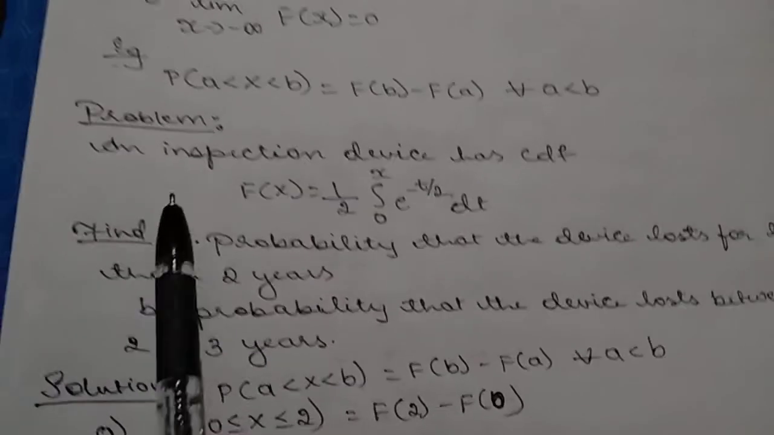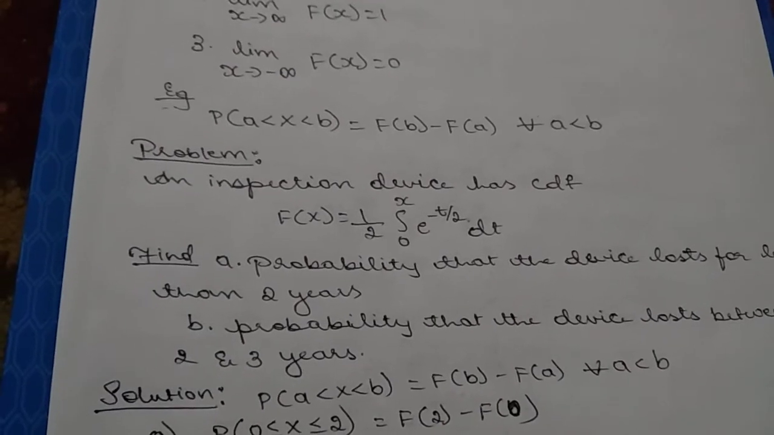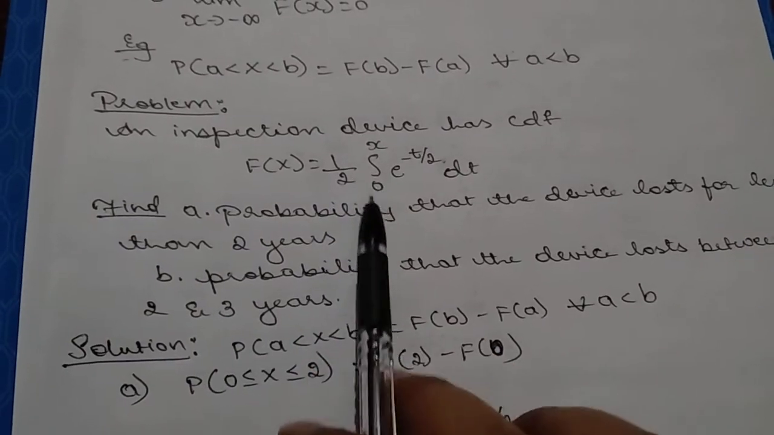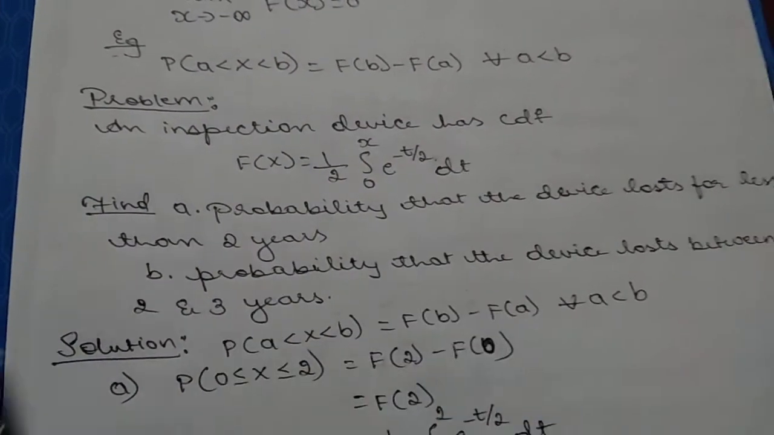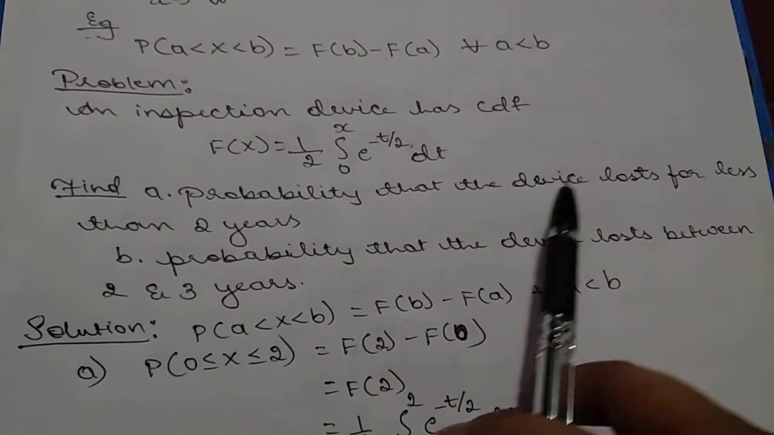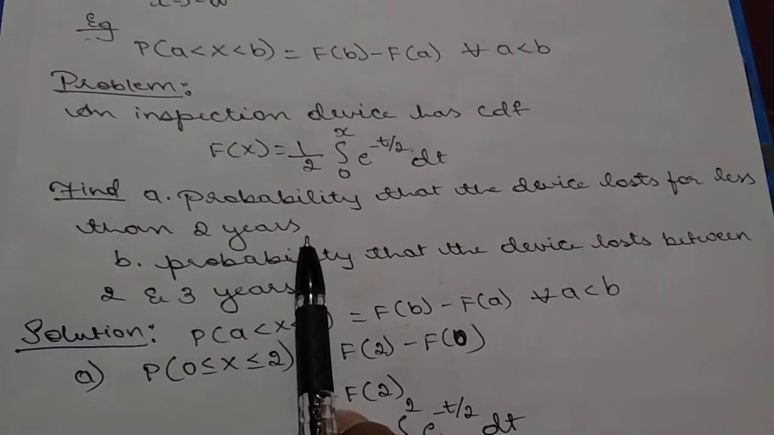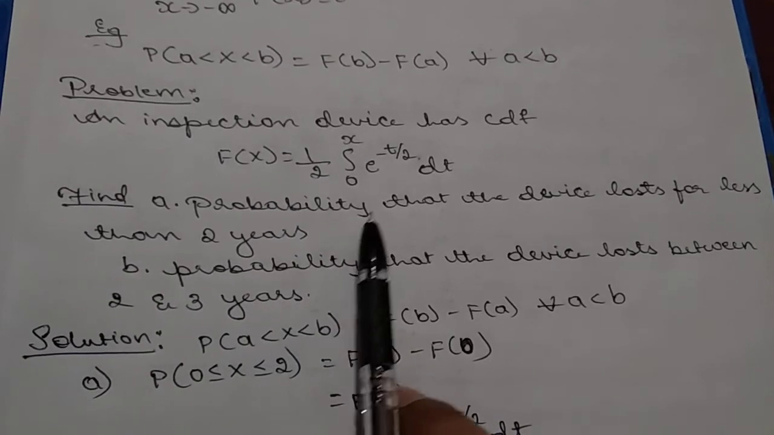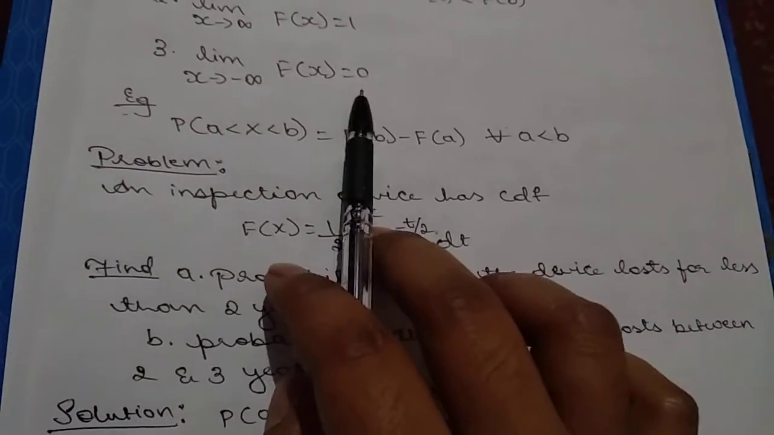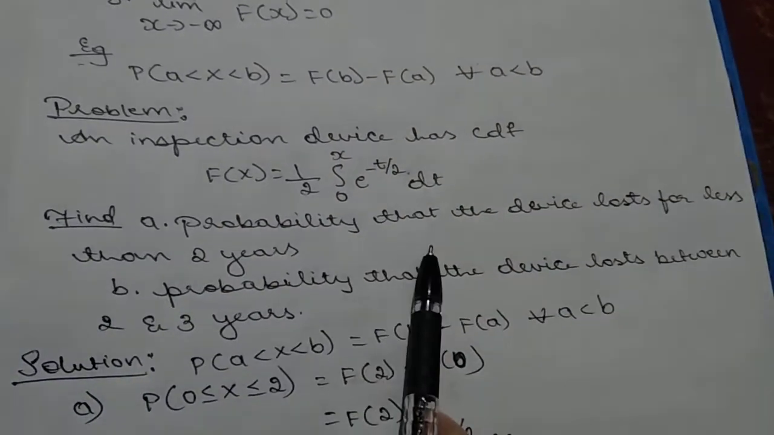Yes. Next, I'll see the problem. An inspection device has a CDF, that is cumulative distribution function, where f of x is equal to 1 by 2 integral from 0 to x of e power minus t by 2 dt. First, find the probability that the device lasts for less than 2 years. For less than 2 years, you have to take from 0 to 2. Less than 2 years means it always starts from 0. If it is minus also, f of x is equal to 0. Already we have discussed, is it not? So from 0 to 2 you have to take.